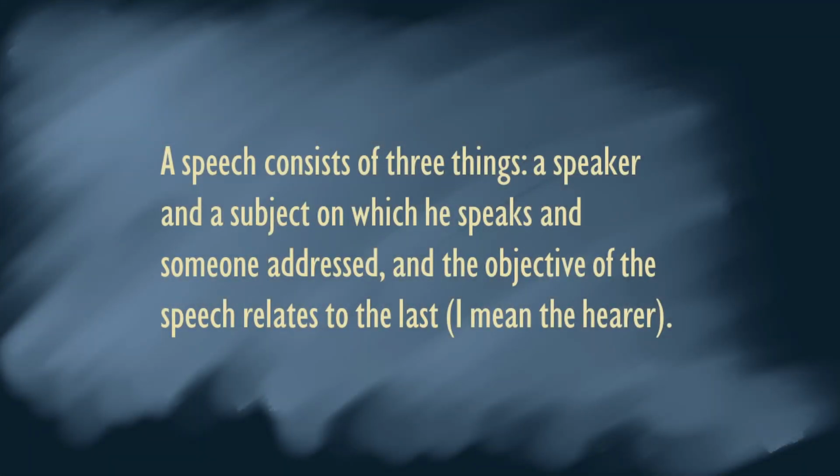After defining rhetoric and justifying its usefulness as a counterpart to philosophical dialectic, Aristotle goes on to explain just what it is that rhetoric does and how it works. And it wouldn't be Aristotle if he wasn't dividing things into smaller and smaller categories, so it's no surprise that he starts by dividing rhetoric into 3 different species, all of which serve a different purpose and work in slightly different ways. As Aristotle puts it, a speech consists of 3 things: a speaker and a subject on which he speaks, and someone addressed. And the objective of the speech relates to the last, I mean the hearer.